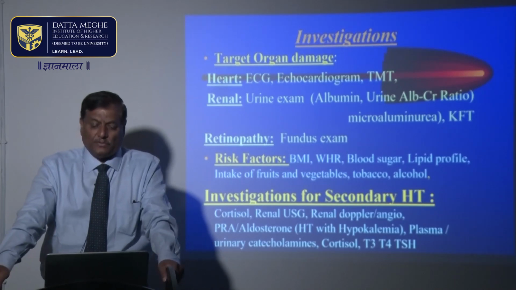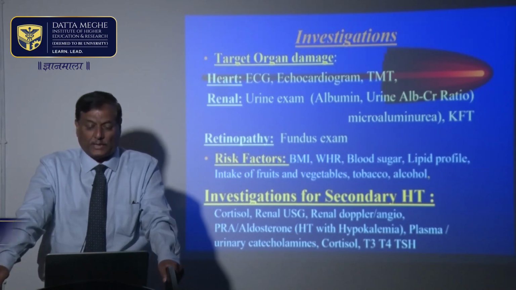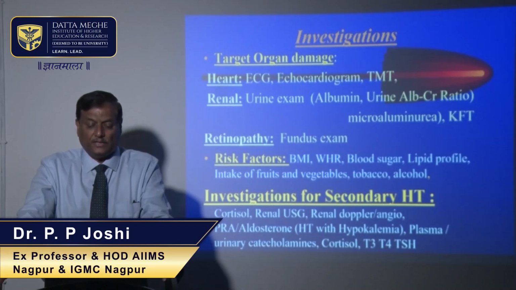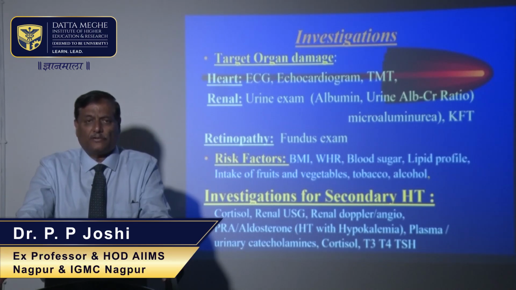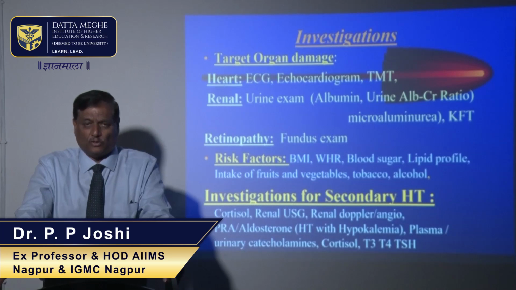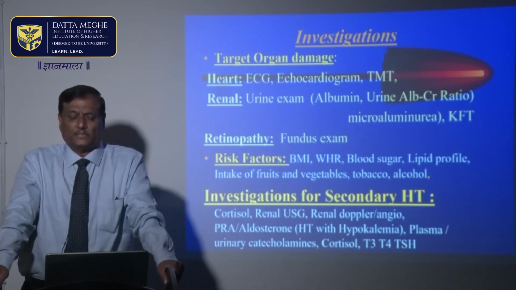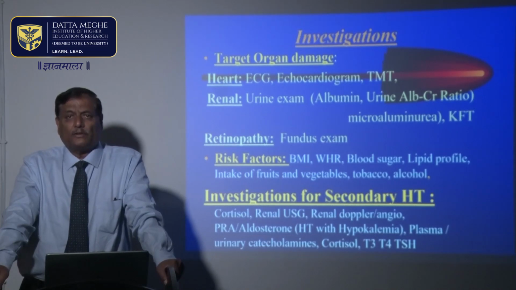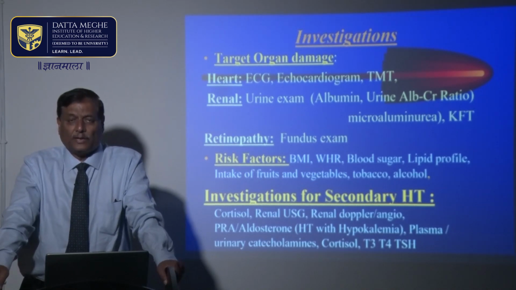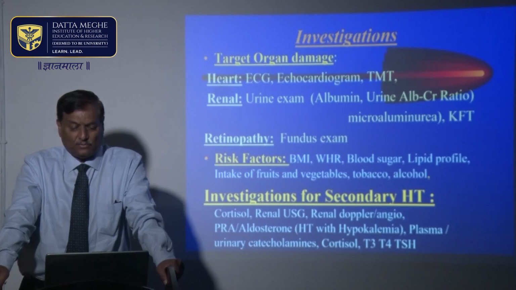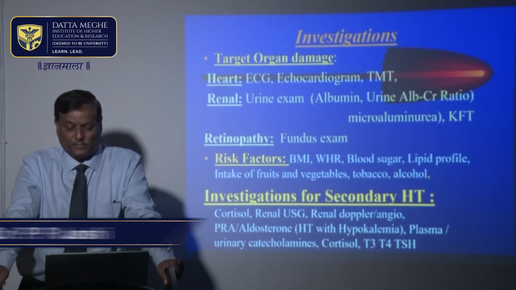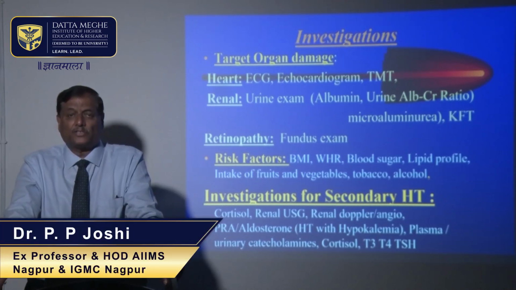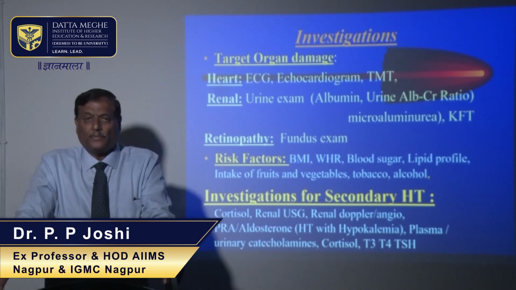What investigations do we need to do? We need to investigate for target organ damage. ECG is very important. It will show whether the patient has left ventricular hypertrophy or whether there is diastolic or systolic dysfunction. And the echocardiogram will tell you whether a systolic or diastolic dysfunction is present or not. We may do a treadmill testing to find out whether the patient has a late ischemic heart disease, which gets manifest only on exertion.